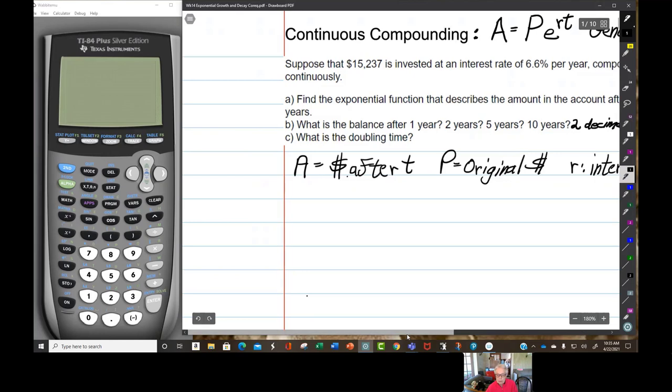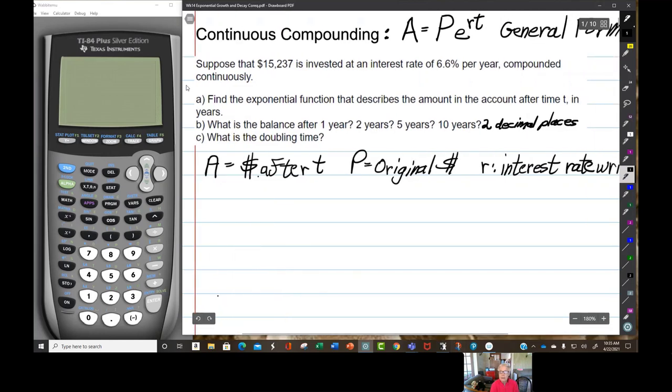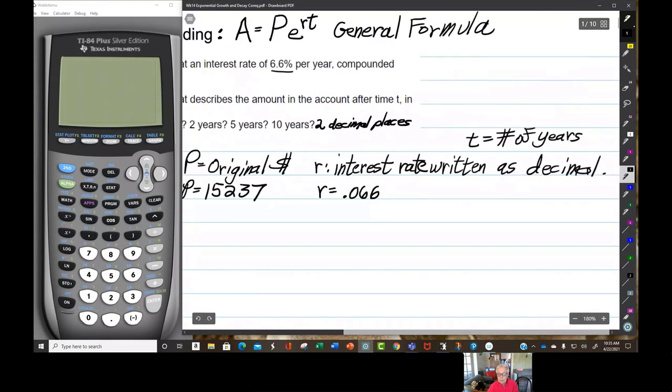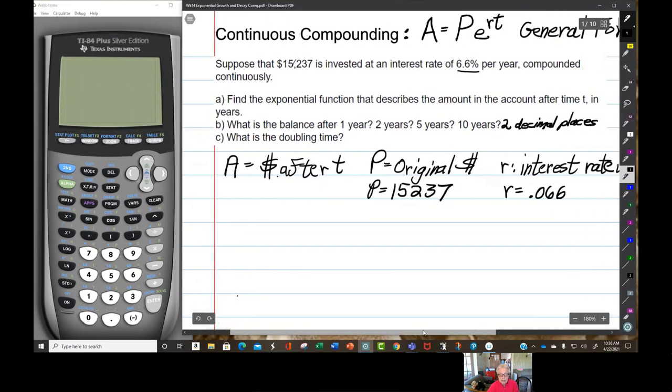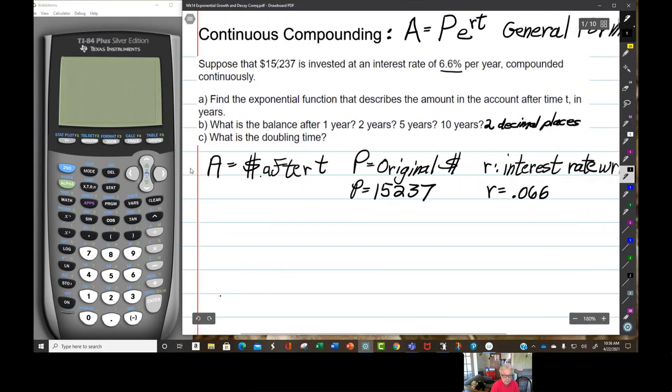Okay, so we don't know what A is, but we do know what P is. P is $15,237. R is 6.6% written as a decimal, 0.066. And we're compounding continuously. T is the number of years. We aren't told that in part A. So what we're going to do now is find the specific formula.